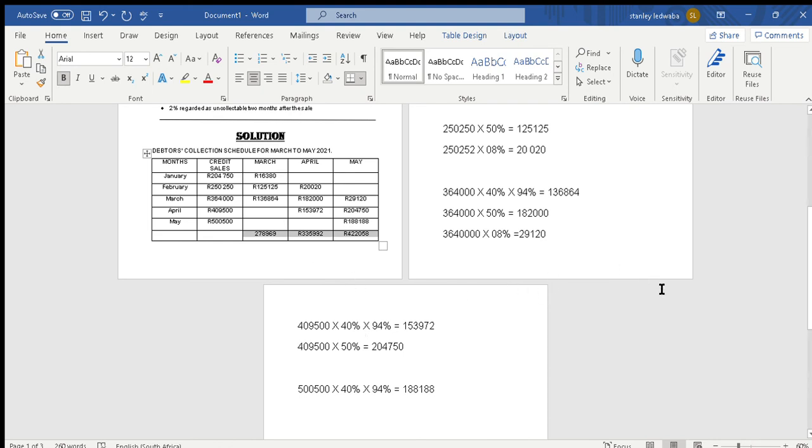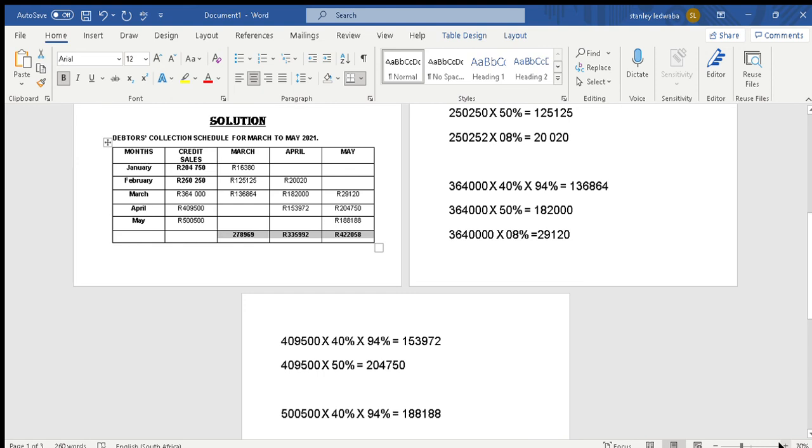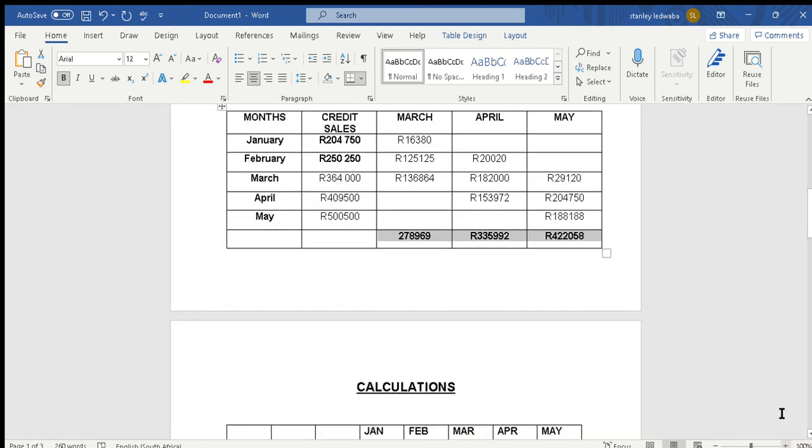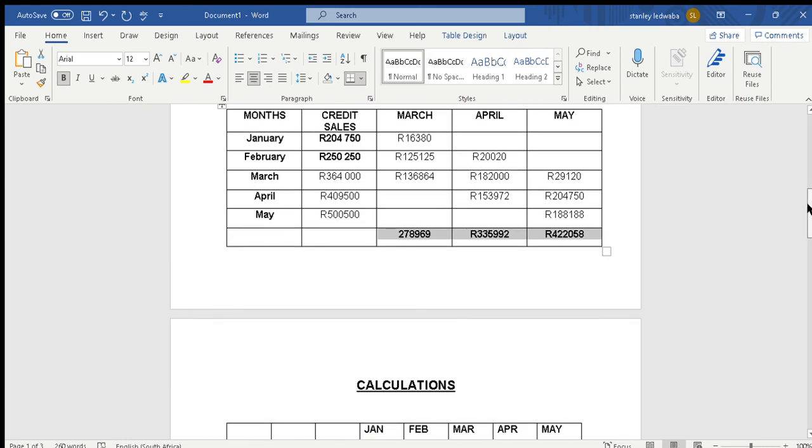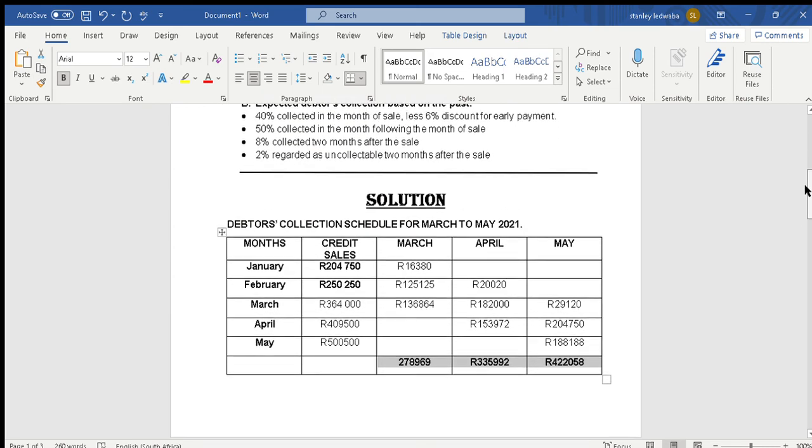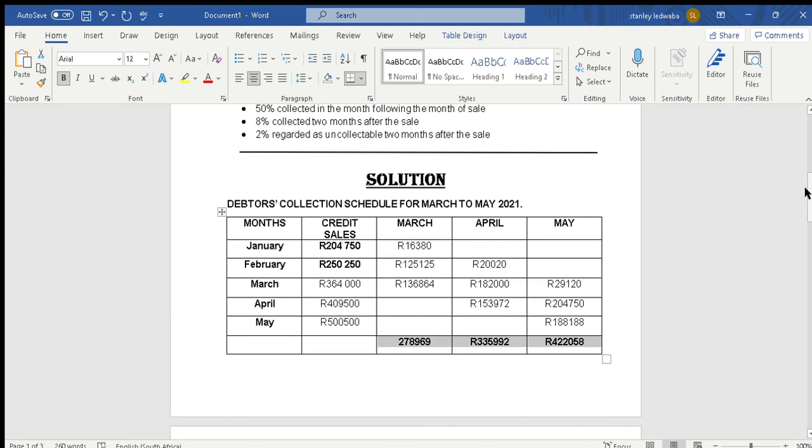Let me resize it so that you can see clearly, right? This is our complete debtors collection schedule. Like I said, the question paper is for November 2020. This is question 3 of budgeting. You can go and check.